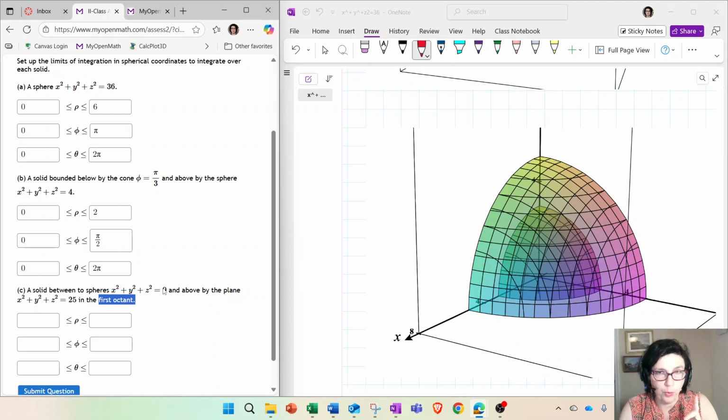Whenever you see this first octant, I want you to remember that both phi and theta are going to go from 0 to pi over 2. But I'm jumping a little bit.